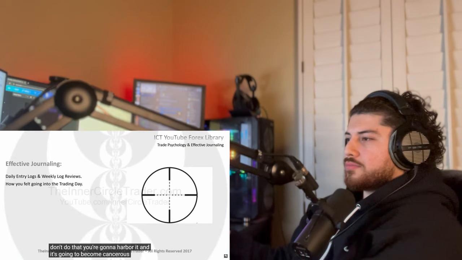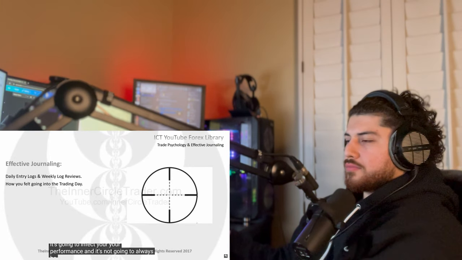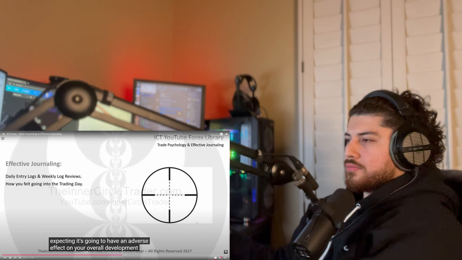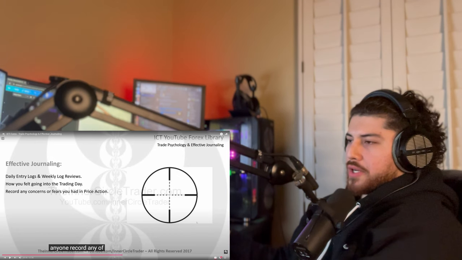If you don't do that, your heartbreak is going to become cancer to you as a trader. It's going to affect your mind, it's going to affect your performance, and it's not going to always be what you want. Many times it's going to be the opposite of what you're expecting. It's going to have an adverse effect on your overall development. He said it pretty good.